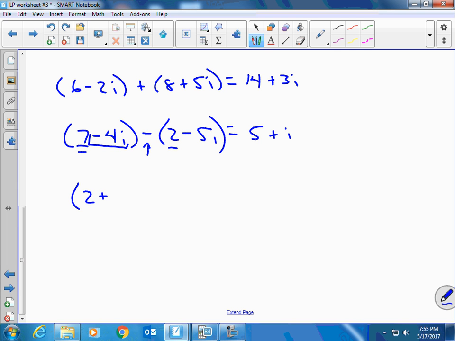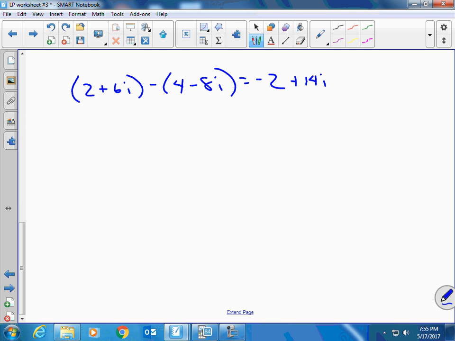2 plus 6i minus 4 minus 8i. 2 minus 4, real part minus real part, is a negative 2. 6i minus a negative 8i is 6 plus 8, which is 14i. And get the hang of it? To add and subtract, real part to real part, imaginary part to imaginary part. Okay, that wasn't so bad.